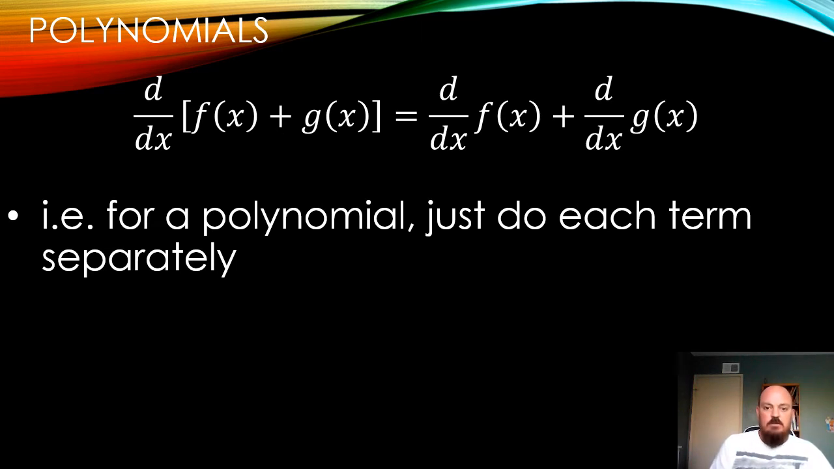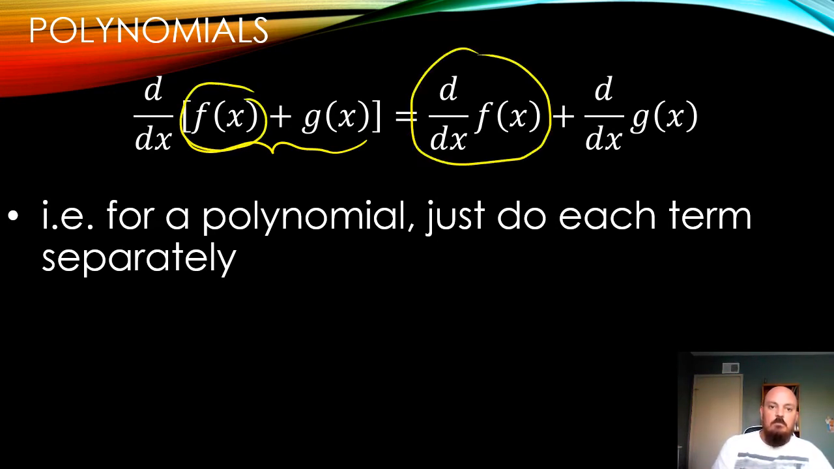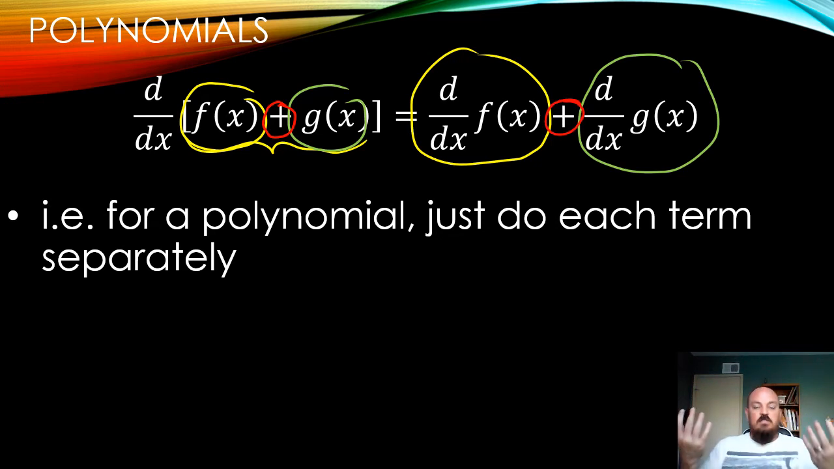Instead of thinking of this as all one derivative, I can just take the derivative of this part, take the derivative of this part, and then whatever sign is between them. If it's a plus, leave it a plus. If it's a minus, leave it a minus. Whatever sign is between them just stays in between them. So this is a very complicated looking way of making a simple statement, saying that derivatives can be taken separately.